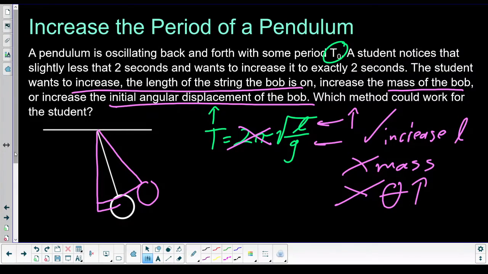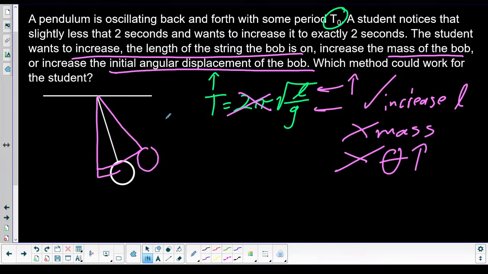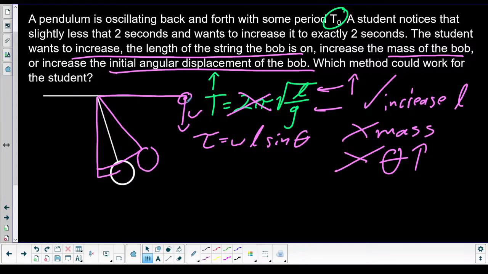The reason for this is because as I pull this farther over, let's imagine a bob out here. And let's consider the torque being exerted on this thing by gravity. Torque is equal to the force twisting the system, which is the weight, times the distance from the axis of rotation, in this case L, times sine of theta, which is the angle between where the force is being applied and R. So here it's 90.